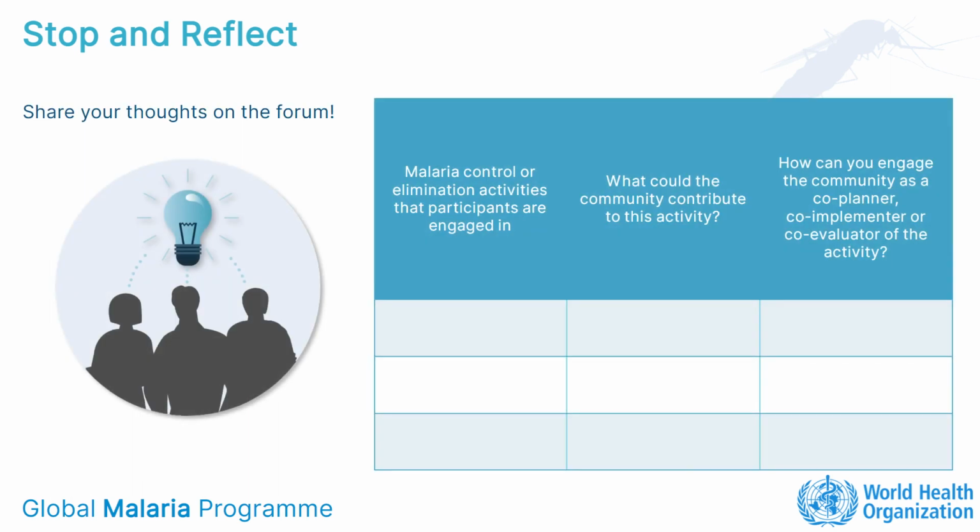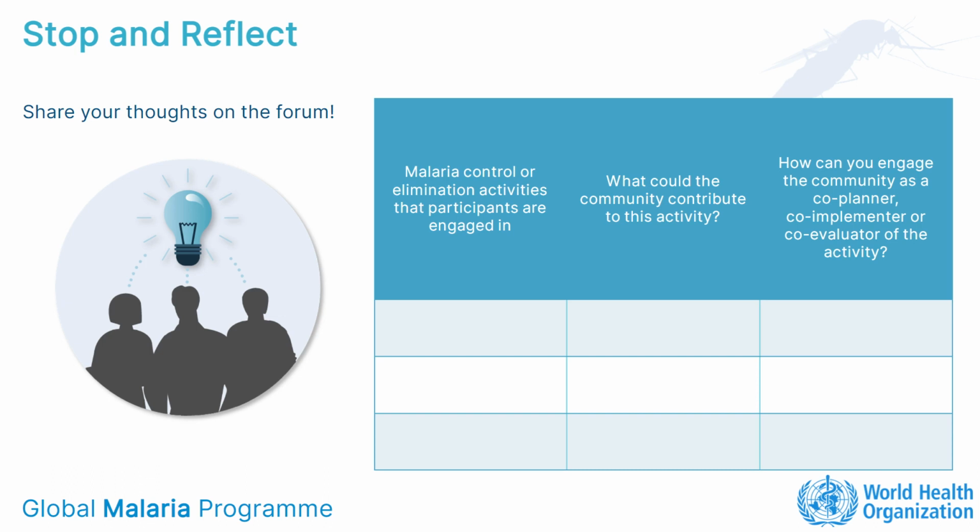Let's pause a bit to stop and reflect. Please form small groups of 3 to 4 people. In your group, choose at most 3 malaria elimination or control activities with which you are personally involved. The activities could be malaria diagnosis, treatment, vector control, national strategic planning, monitoring and evaluation, or seasonal malaria chemoprophylaxis campaigns, for example.